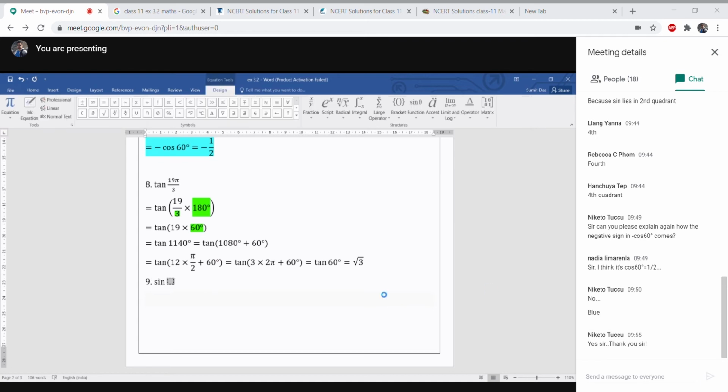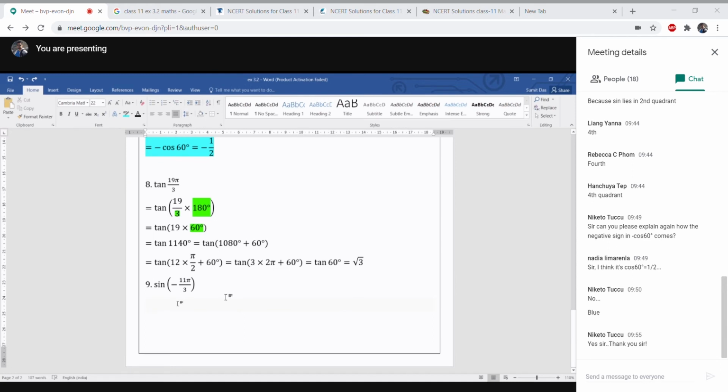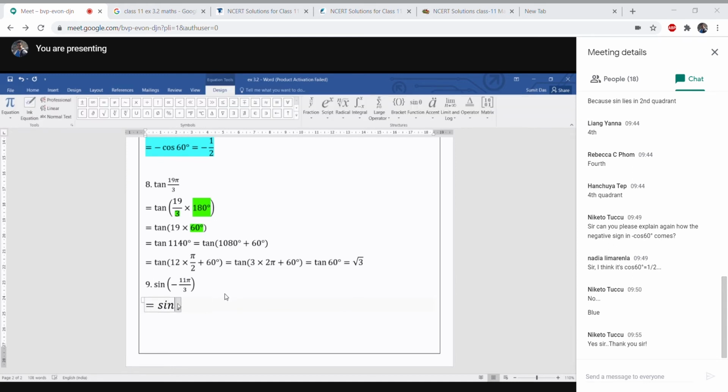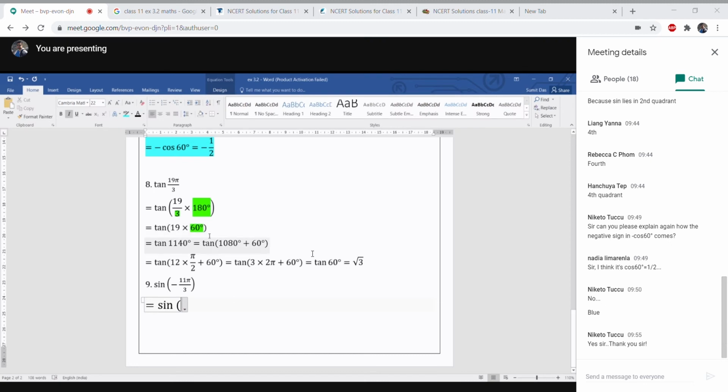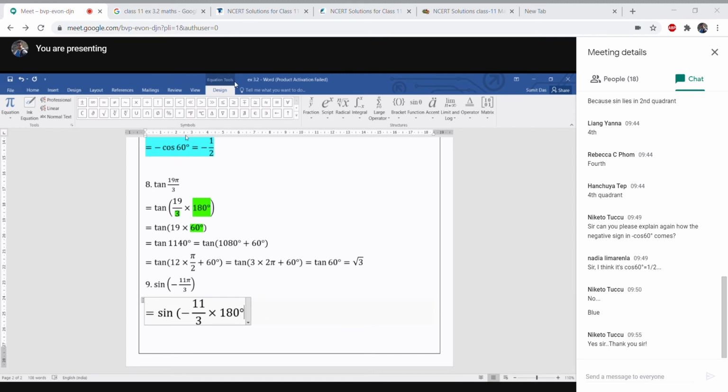Question 9 is sine of 11 pi by 3. Whenever this kind of question comes, you have to write it in this form: 11 by 3 into pi, where pi value is 180 degree. Or I would like to write it like this.